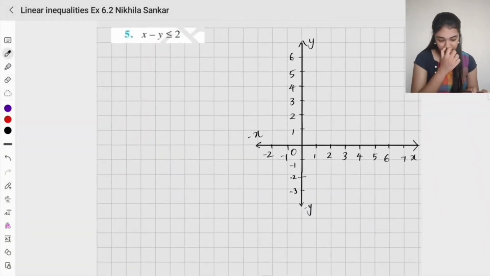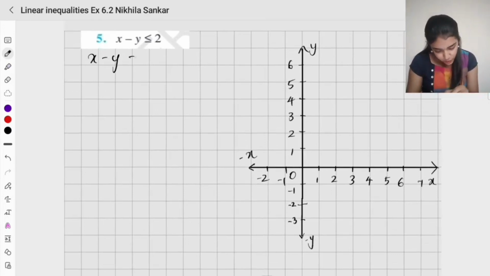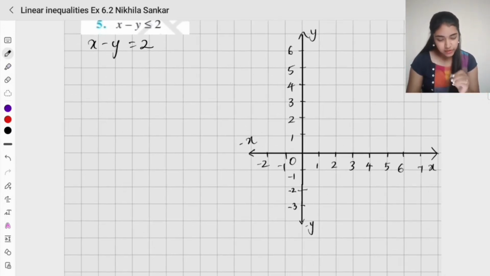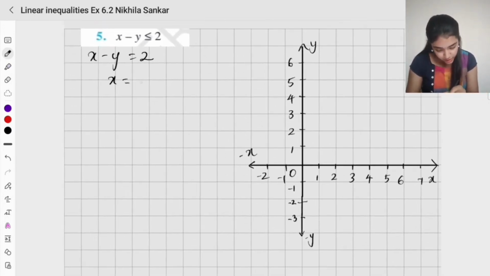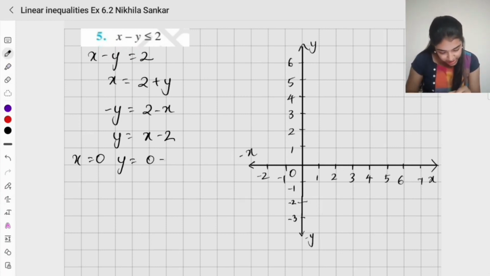Question number 5. x minus y less than or equal to 2. First step, x minus y equal to 2. Y in terms of x and x in terms of y. So x is equal to 2 plus y, and minus y is equal to 2 minus x. So y is equal to x minus 2. Here I'm just reversing the sign. Now when the value of x is 0, y is going to be 0 minus 2, which is minus 2. When the value of y is 0, x is going to be 2 plus 0, which is 2.